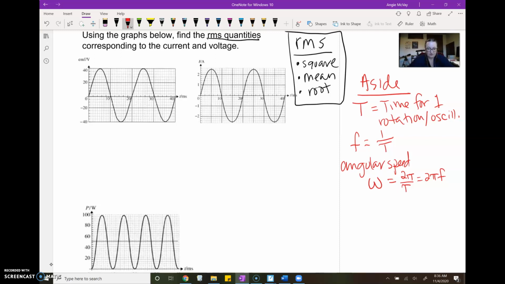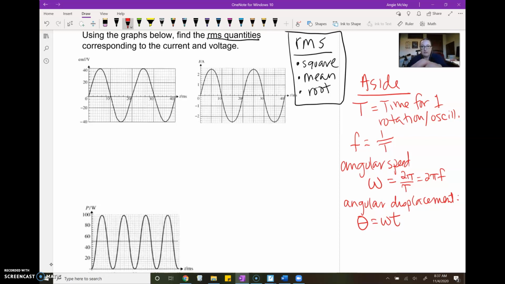Okay, and then the angular displacement is literally what angle, how far angularly the coil has rotated. Like regular displacement is speed times time, angular displacement is angular speed times time.